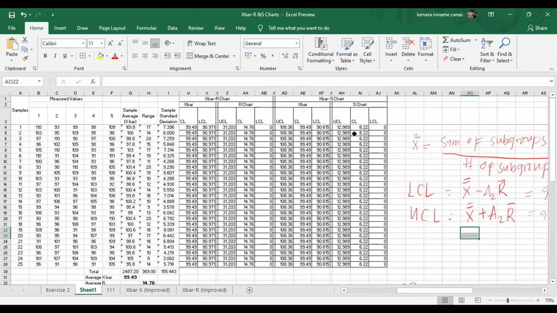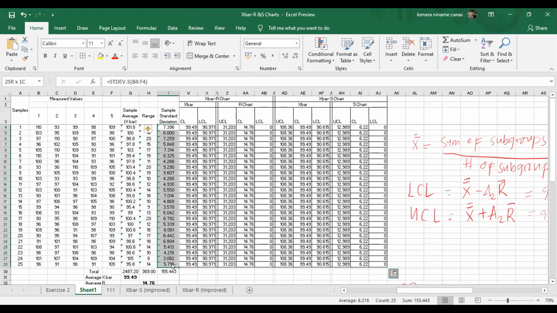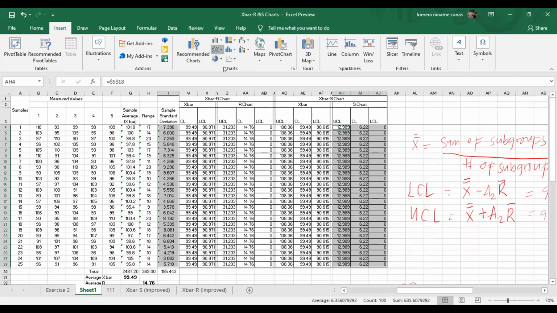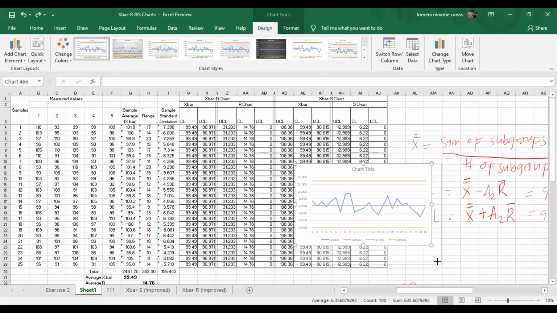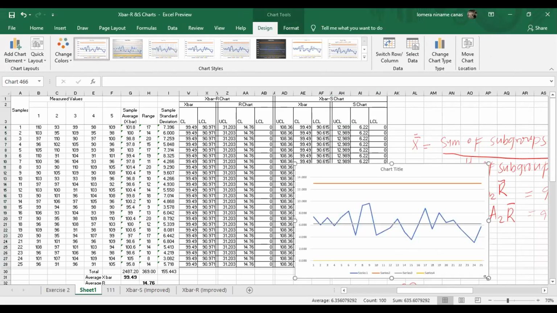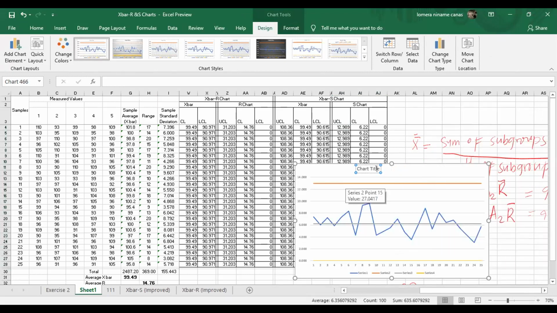So you highlight the values of your limits in the S chart, the three limits, and then highlight the value also of the sample standard deviation of the 25 groups. This is the chart. This is our S chart.